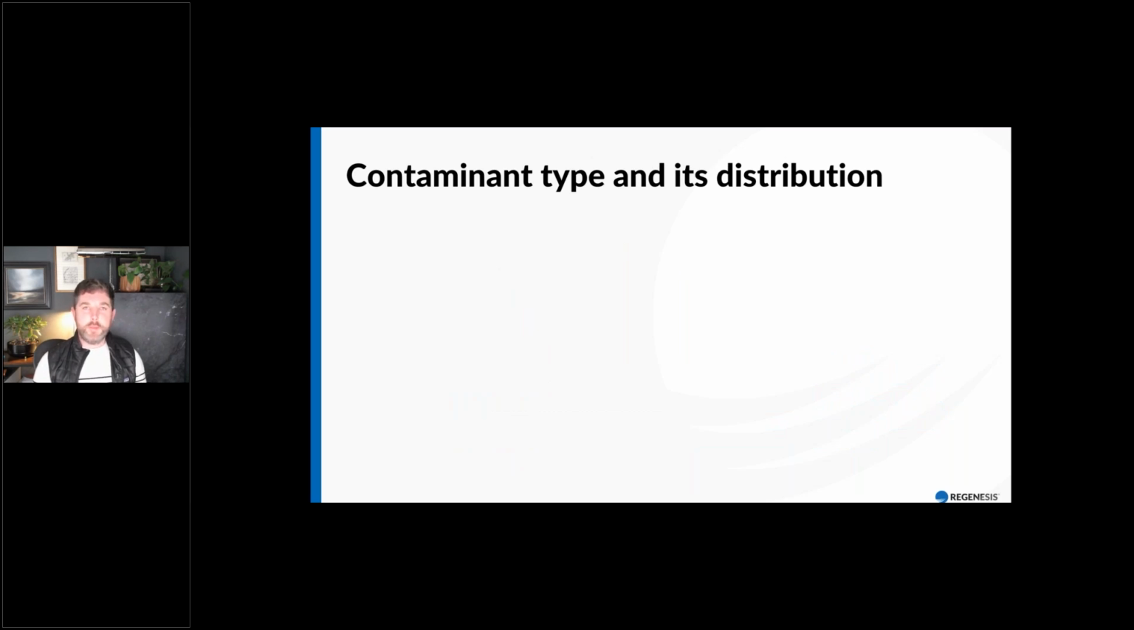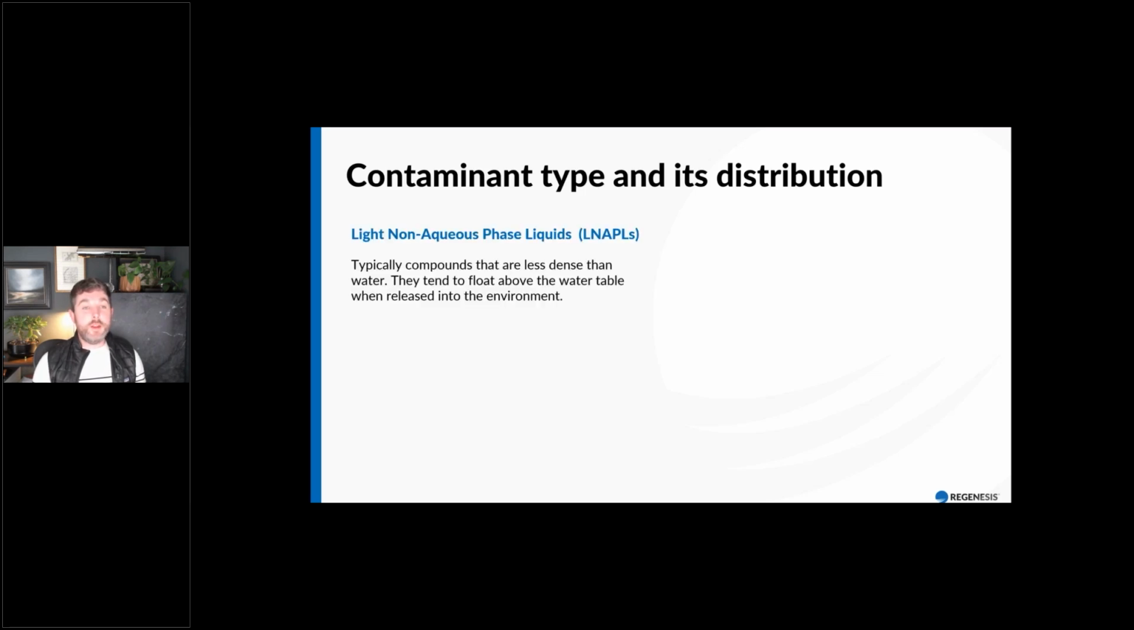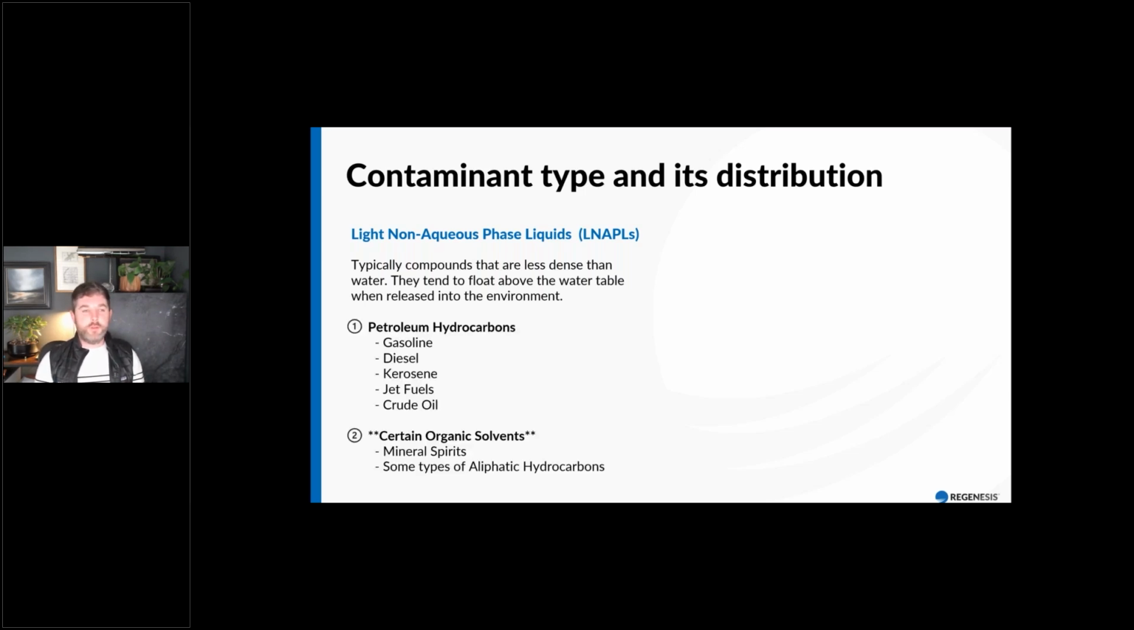Now, I appreciate for many of you this is going to seem like a very basic and obvious thing that we need to understand. Are we dealing with LNAPLs? Are we dealing with something that floats on water in the subsurface, so light non-aqueous phase liquids? These are compounds that are typically less dense than water, so they tend to float. The most common type of LNAPL that we come across are things like petroleum hydrocarbons, so gasoline, diesel, etc. There are also certain organic solvents that float as well.